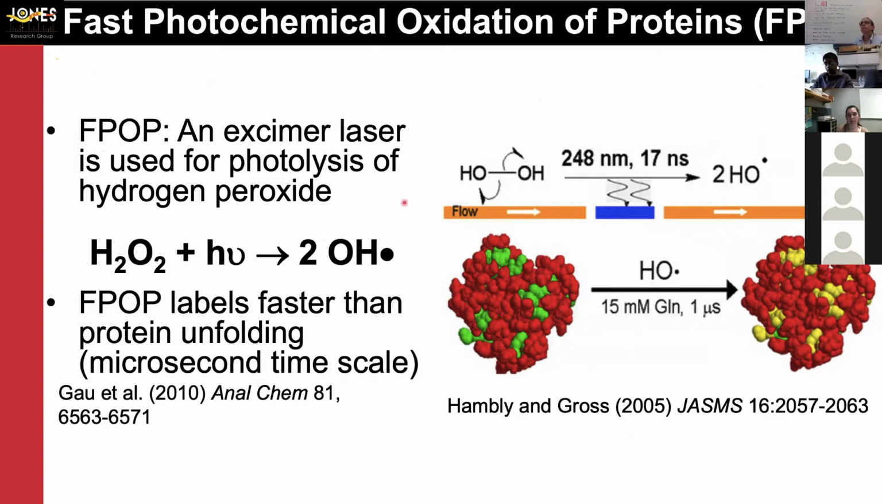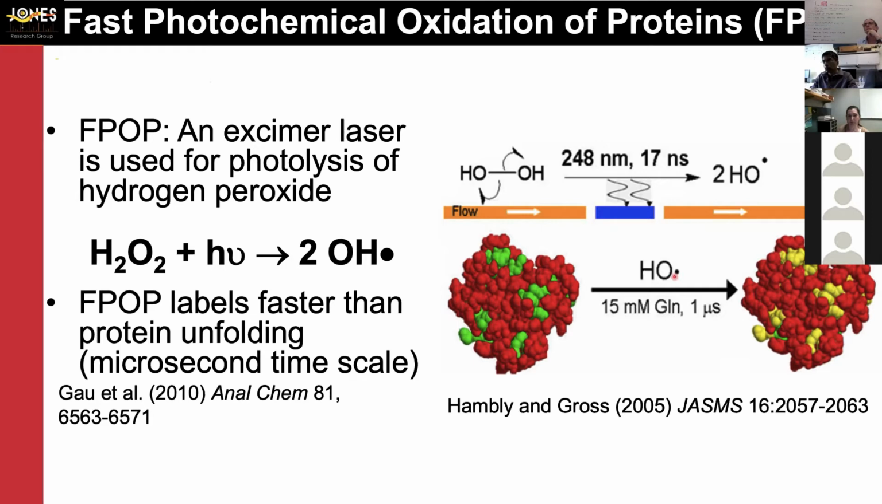Louis. And what happens here is we take H2O2, hydrogen peroxide, we add it to our protein sample. We flow it through a flow tube, and then we irradiate it with an excimer laser at 248 nanometers. And so that splits the peroxide and forms the hydroxyl radicals that'll now modify the proteins. And so we do want to study proteins in their native conformation, so we don't want to unfold them.